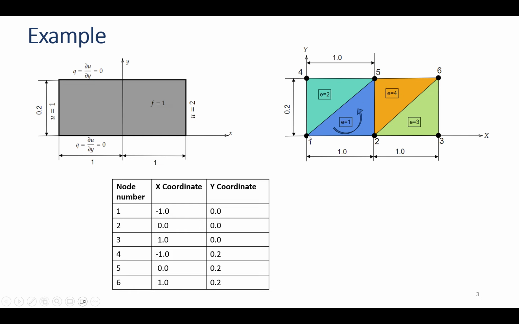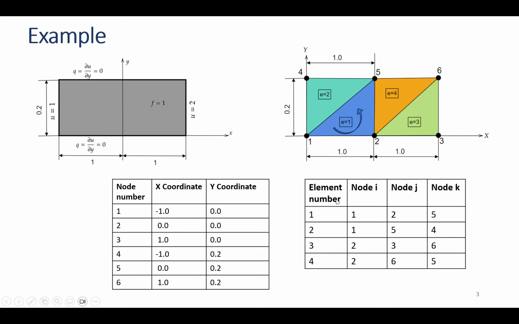That means for element 1, we have connectivity 1, 2, and 5. For element 2, it is 1, 5, and 4, so in the counterclockwise direction. Similarly for elements 3 and 4. So that array is going to be this. For each element, we have node i, node j, node k: for element 1, 1, 2, 5; for element 2, 1, 5, 4; for element 3, 2, 3, 6; for element 4, 2, 6, 5. And remember, they have to be in the counterclockwise direction, but the starting node doesn't really matter.